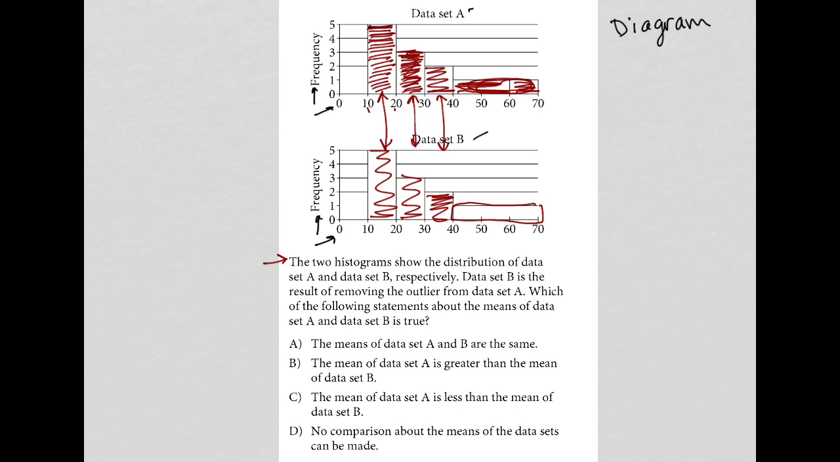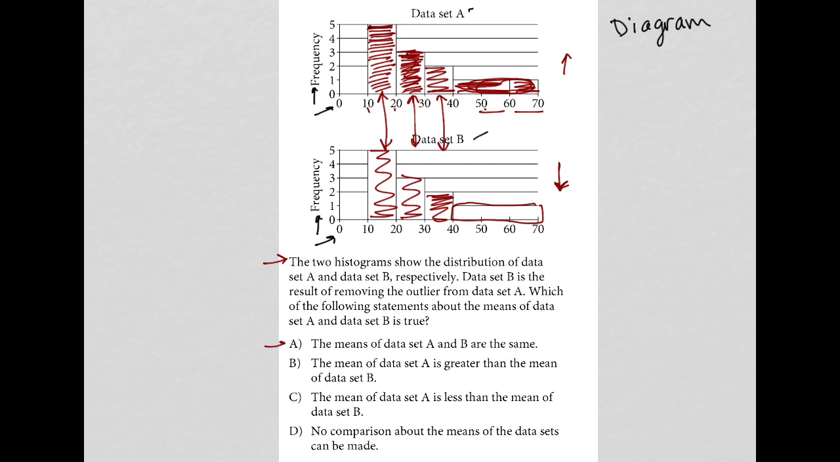Well, obviously, the mean value for data set A has to be larger than the mean value for data set B, right? So that's a very obvious thing. If we're removing data points that have higher value, then the mean is going to be impacted, right? So the mean will be lower for data set B than for data set A.